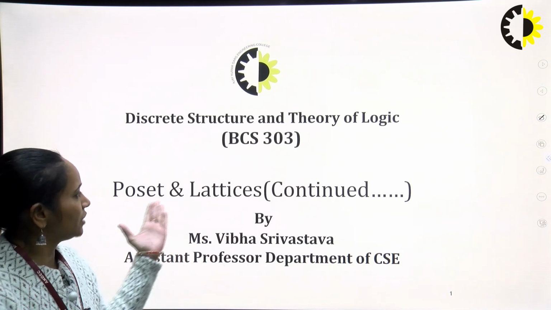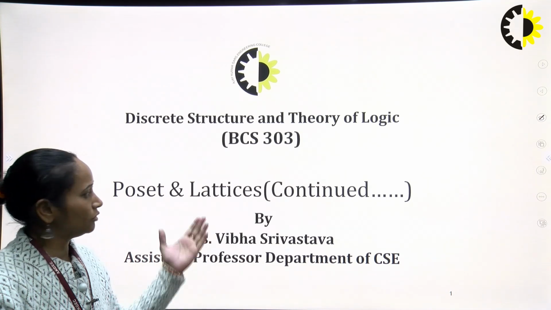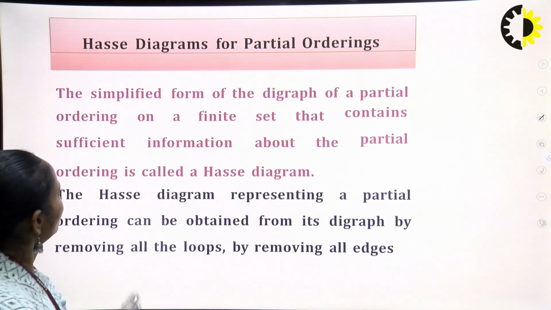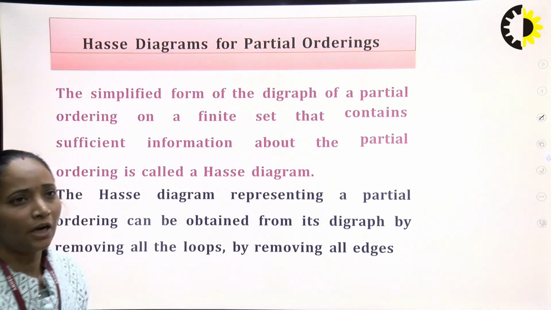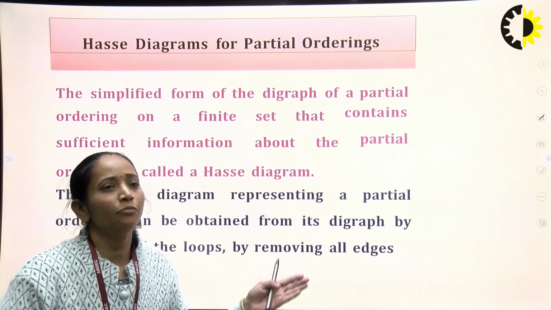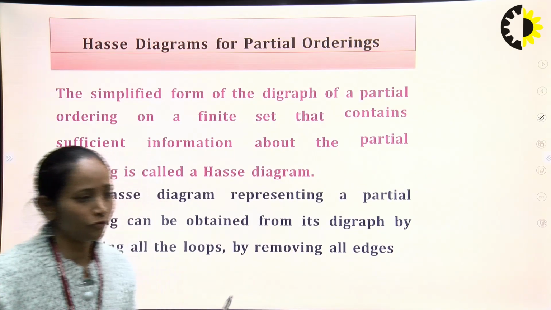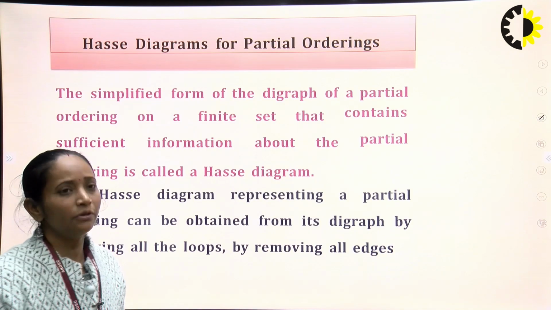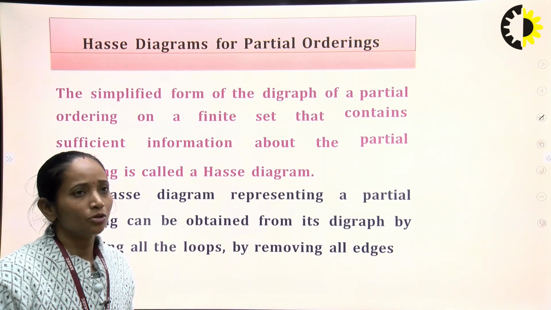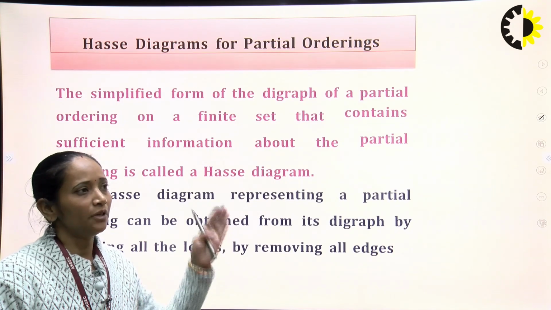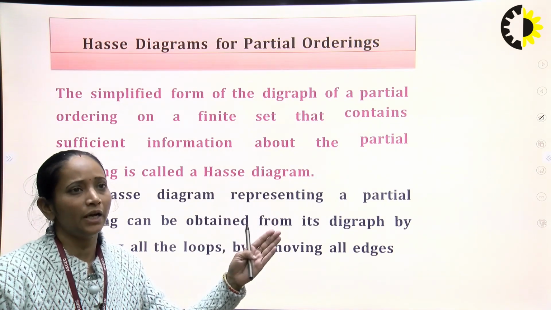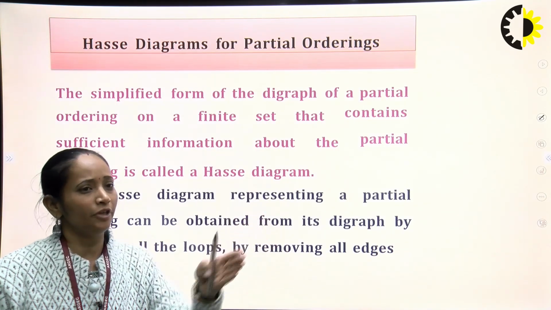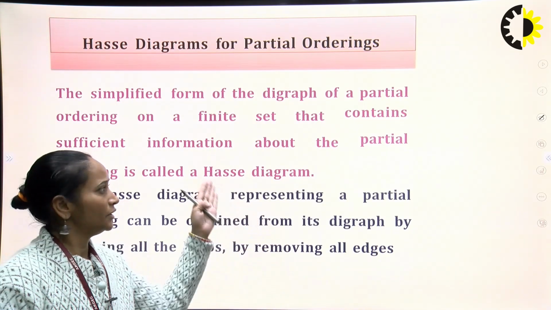As we have discussed about the poset and lattices, we are going to continue with the next topic, that is our Hasse diagram. Before starting the Hasse diagram, we have to recall what a poset is. For a poset, the relation should be reflexive, antisymmetric and transitive. We can create the Hasse diagram from the directed graph. If there is a directed graph, then for that directed graph we can create the Hasse diagram.